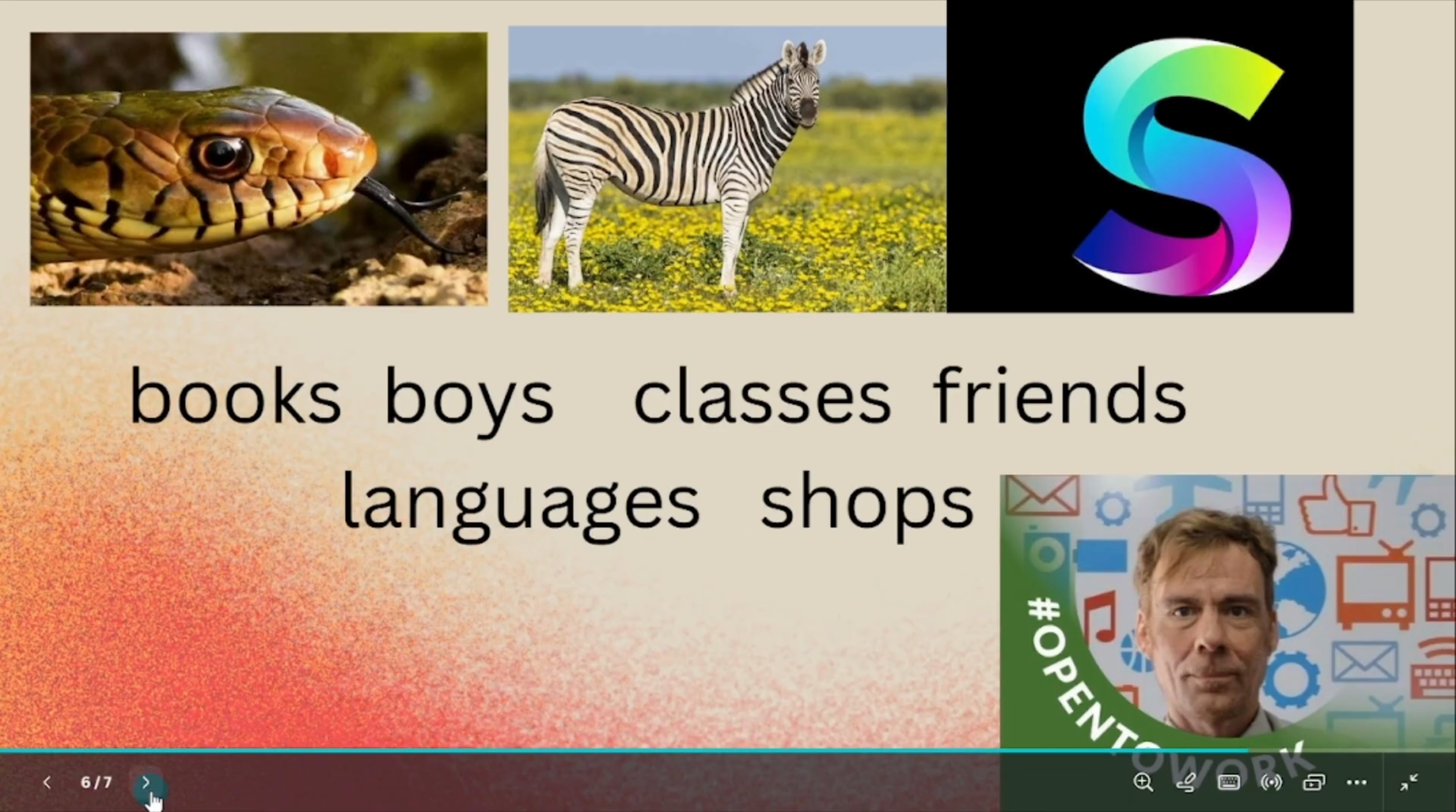Let's take a look at some nouns here now. Plural nouns. The first one is books. That is the snake sound. Boys. That is Z, the zebra sound. Classes. The ES is a separate syllable there. That is S.